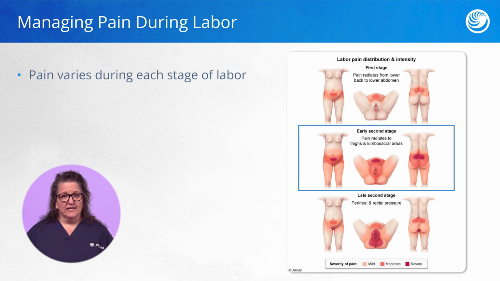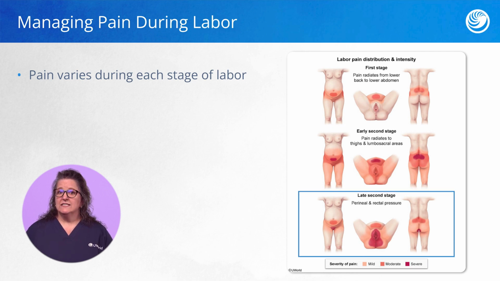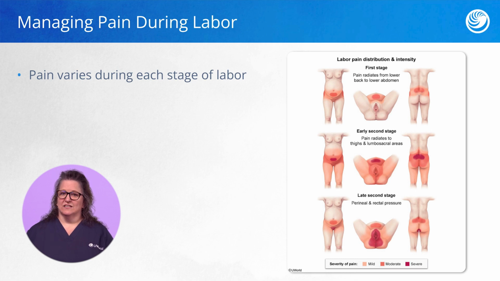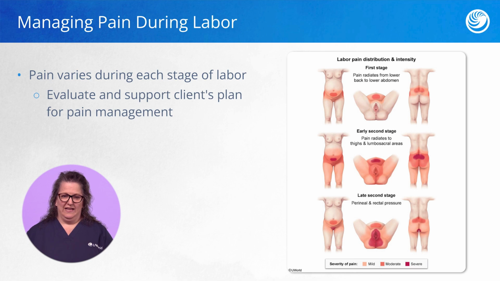In the early second stage, the pain radiates to the thighs and lumbosacral areas. During the late second stage, the pain is in the perineal and rectal areas with pressure. We want to ask the client what their plan for pain management is and then support that plan.